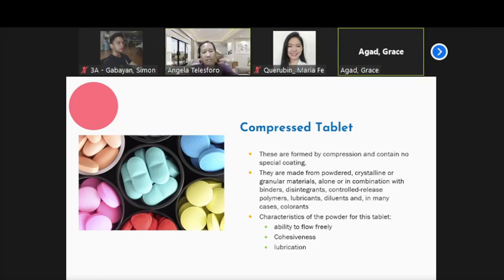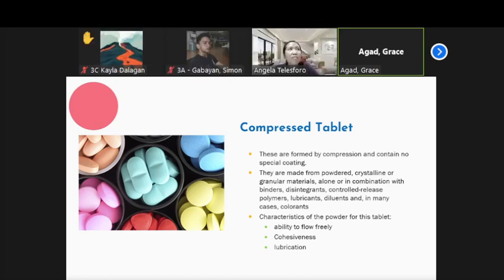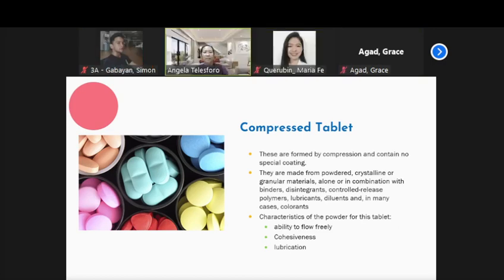Try lang po, ma'am. Cohesiveness is like acting as a binder, ma'am, to help the other ingredients in a tablet mix together. Okay, so when you say cohesive, it becomes whole, right? Sige. Lubrication is that one.